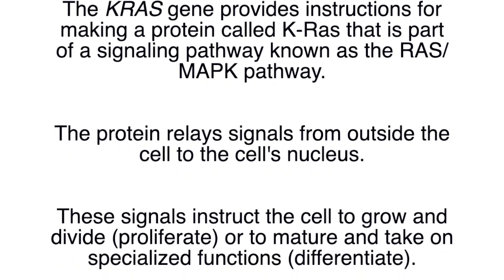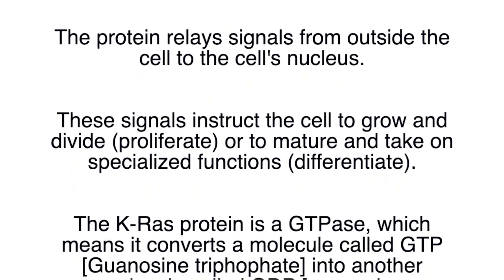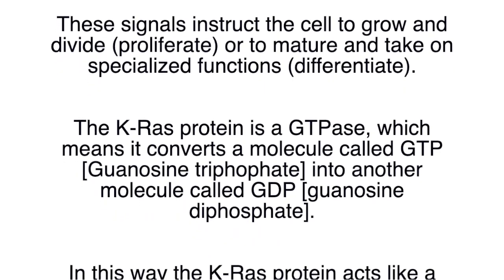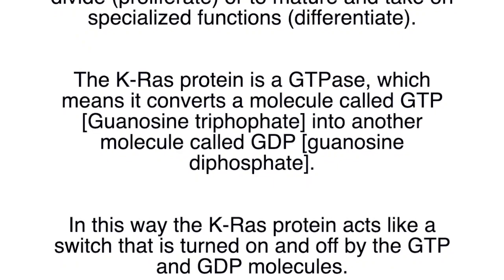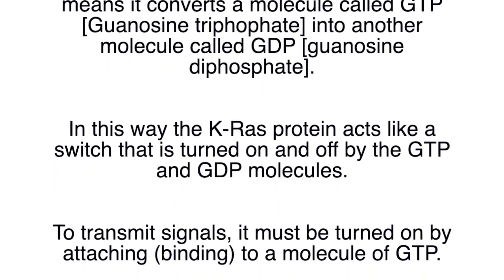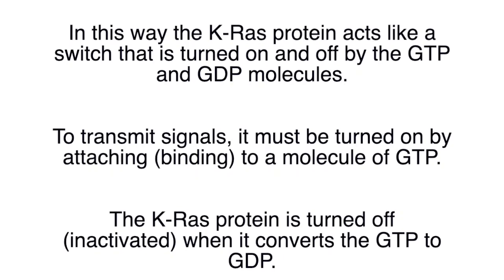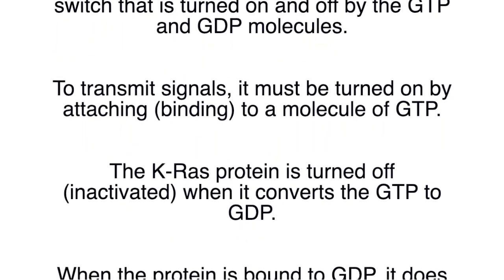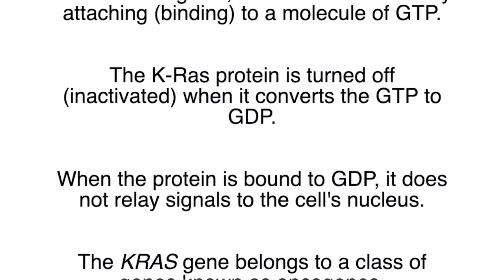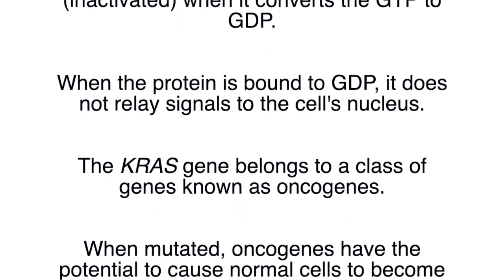These signals instruct the cell to grow and divide, that is proliferate, or to mature and take on specialized functions, that is differentiate. The KRAS protein is a GTPase, which means it converts a molecule called GTP, that is guanosine triphosphate, into another molecule called GDP, that is guanosine diphosphate. In this way, the KRAS protein acts like a switch that is turned on and off by the GTP and GDP molecules. To transmit signals, it must be turned on by attaching or binding to a molecule of GTP. The KRAS protein is turned off, that is inactivated, when it converts the GTP to GDP. When the protein is bound to GDP, it does not relay signals to the cell's nucleus.